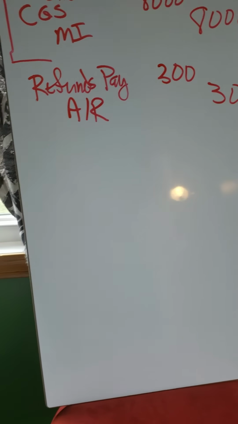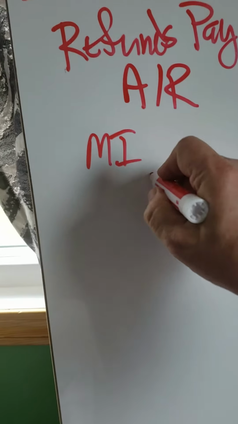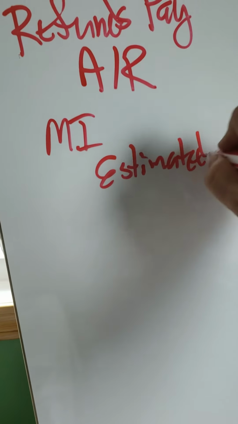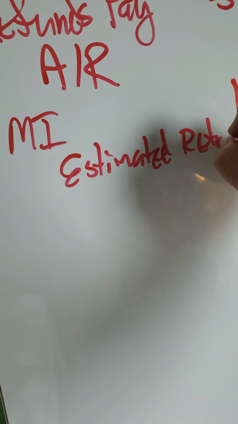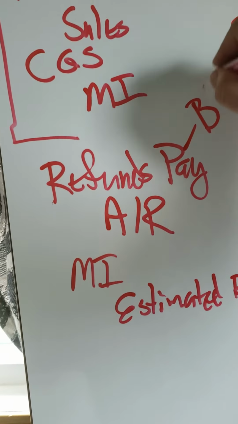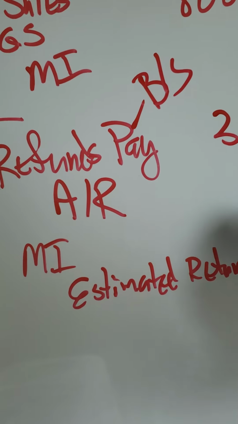And my second entry, because remember we have to do 2 entries, is a debit to merchandise inventory for $150, and my credit is estimated returns for $150. This refunds payable account is a balance sheet account, and this estimated returns is an income statement account.